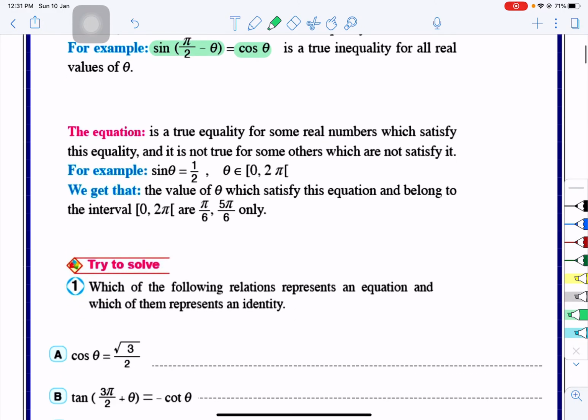The equation is a quantity that is true for some real numbers, like sine theta equals half, wherein theta is an element of 0 to pi. We get the values of theta that satisfy the equation: only pi over 6 and 5 pi over 6.